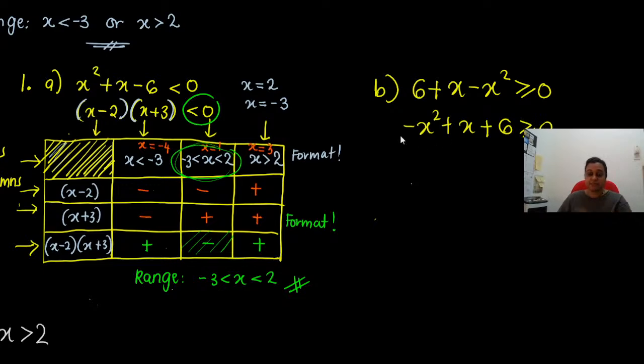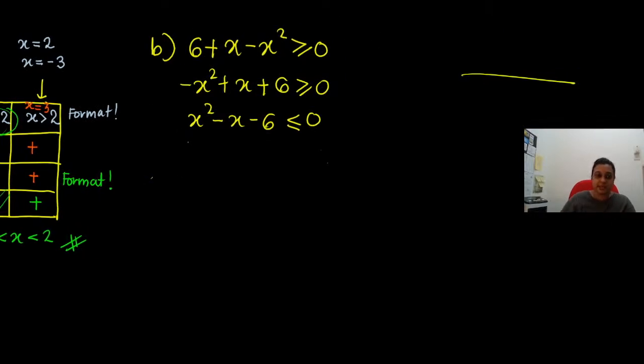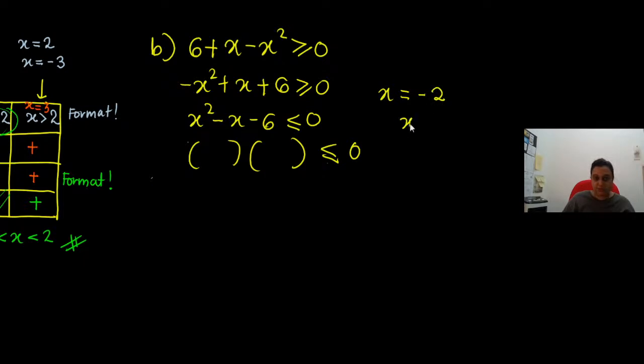This one is negative, we don't want it like that, we have to change it. Change means you automatically will get smaller than or equal to 0. From here, our x values, let me just check. We got 2 x values, negative 2 and 3. From here, we substitute into the brackets x plus 2, x minus 3.